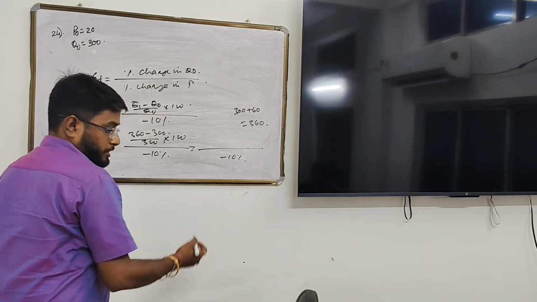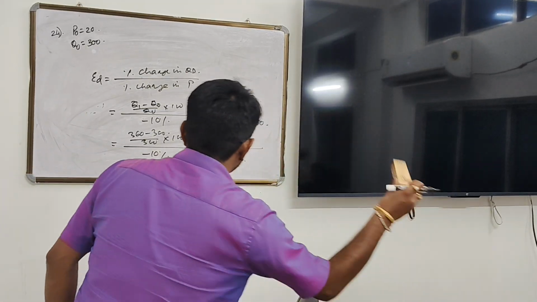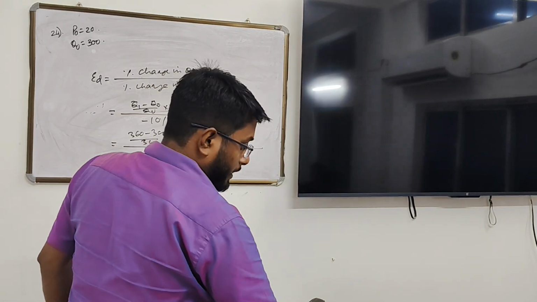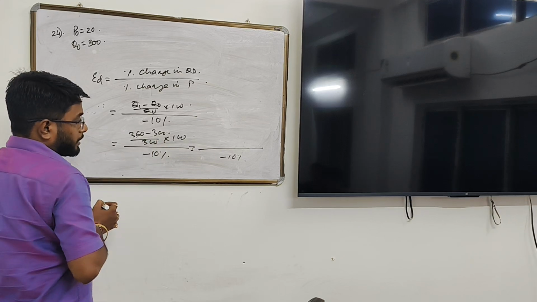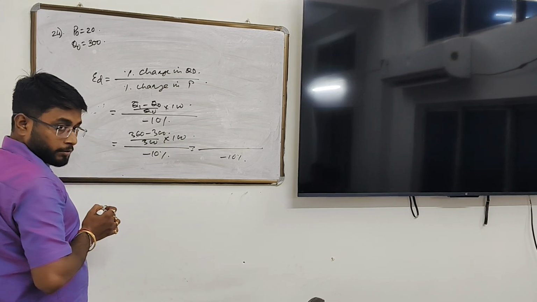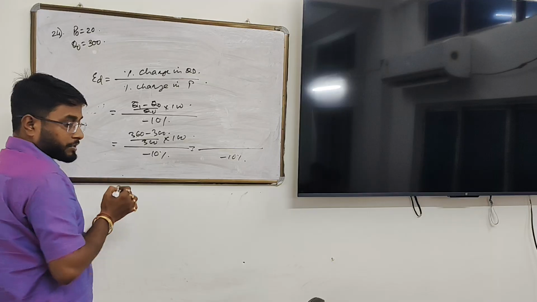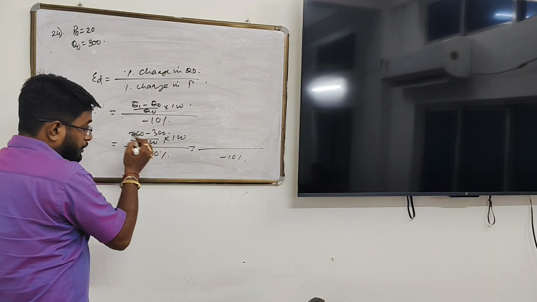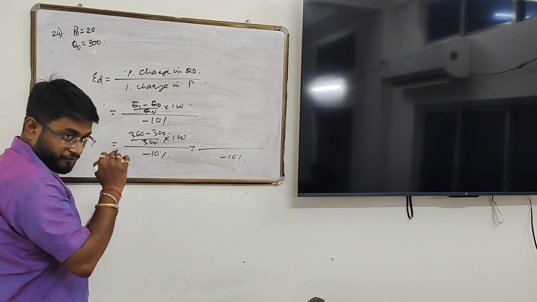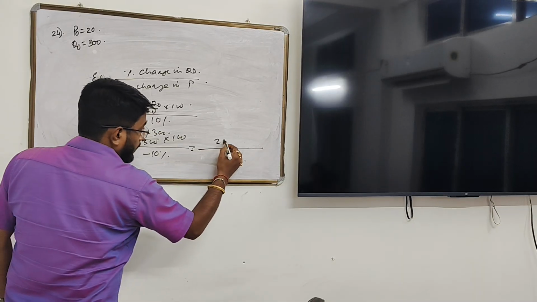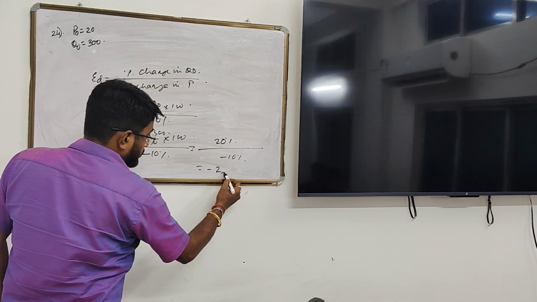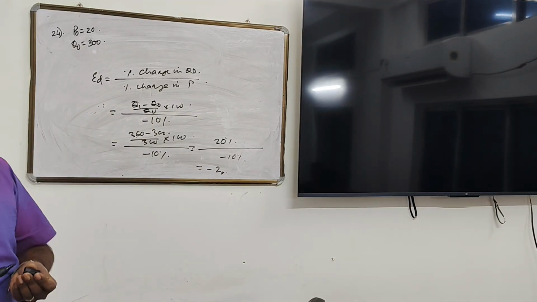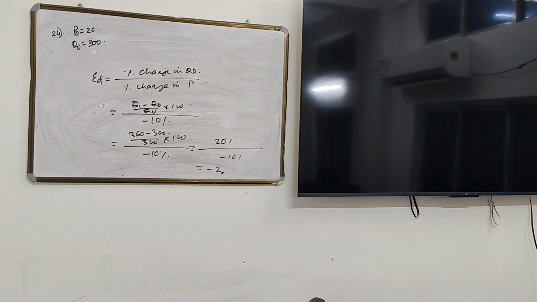Denominator is minus 10%. Numerator 360 minus 300, that is 60. Clear? 360 minus 300 is 60. 60 divided by 300, that is 5, and 5 into 100, numerator is 20%. So the answer is minus 2. What is the answer? Minus 2.